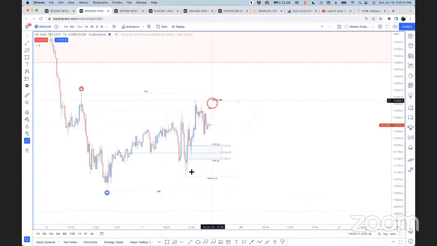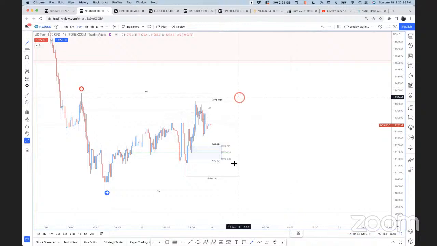And then we have these swings inside of this. Usually what you'll see happen is one of these gets taken out, and after that gets taken out, it'll swing in the opposite direction. So we just got to watch on the lower time frame what it's telling us to do based off of the higher time frame.